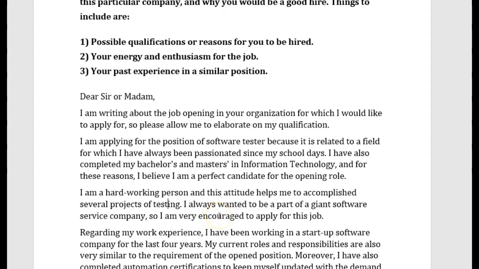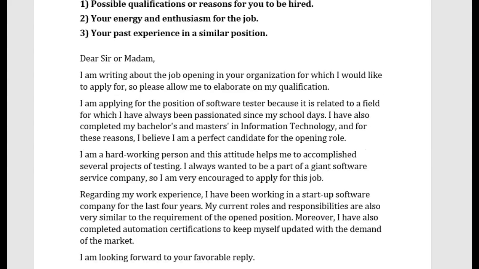I didn't like this, I'm very encouraged. I also don't feel like there's really much cohesion in this paragraph, so I also would like to change that. Why don't we take these sentences and reverse the order so that this one leads into this one? Let me show you what I mean. I have always wanted to be part of a large software service company, so I am very enthusiastic about this position. If hired for the position of software tester, you will see that I am a very hardworking person, and this attitude helps me undertake multiple projects simultaneously. Okay, so I think I kind of like that flow better. I don't know if you agree, but you can just take that as a suggestion.